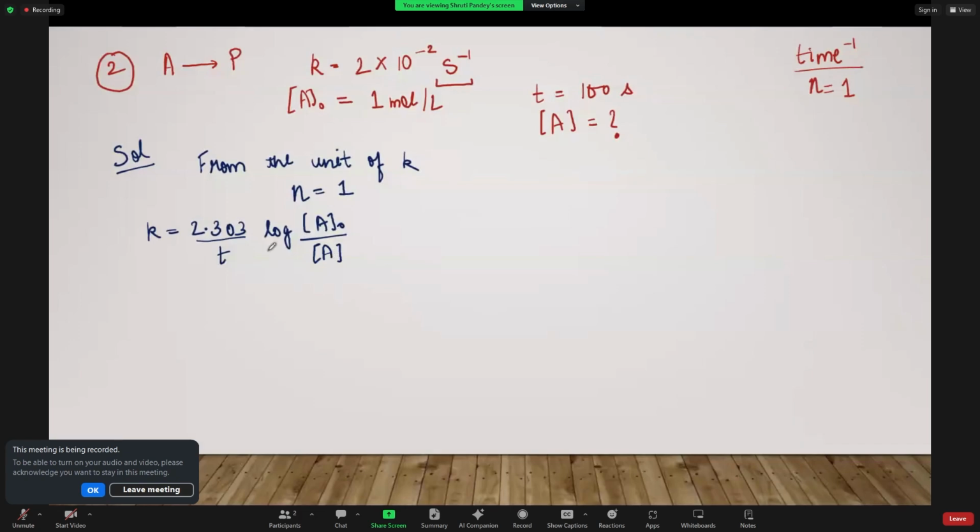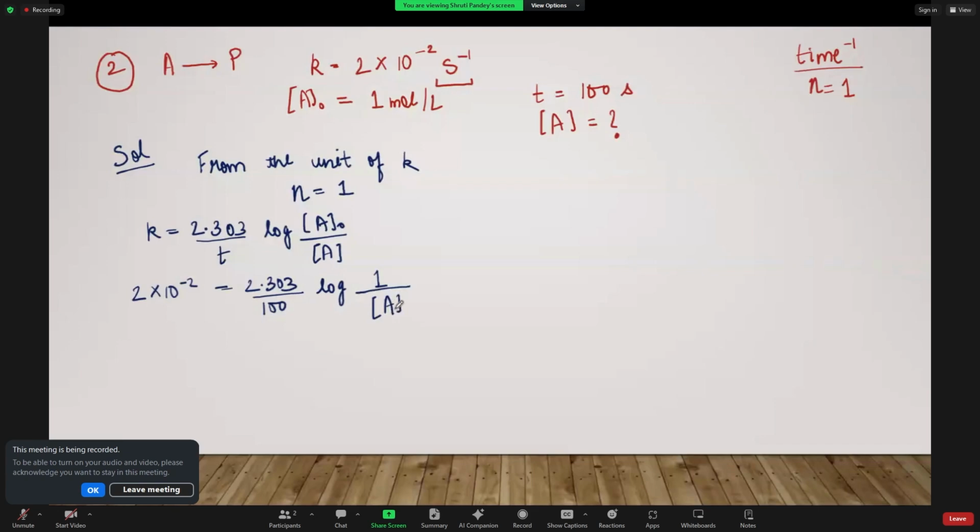Now अब इसमें आपको what is known, K is known, T is known, initial concentration is also known, and you need to find the final concentration. So everything else is known. So we will simply put the values. 2.2 into 10 to the power minus 2, 2.303, time is 100 seconds, be it in seconds. Log initial is 1, final is this.